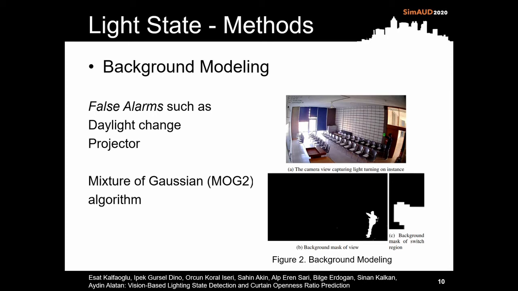In the A part of the figure, there is a person who is about to turn on the lights, and in the B and C part of the figure, you can see the background modeling of whole image and the switch location respectively. Foreground parts are shown as white in the figure. For background modeling, mixture of Gaussian 2 algorithm is utilized.